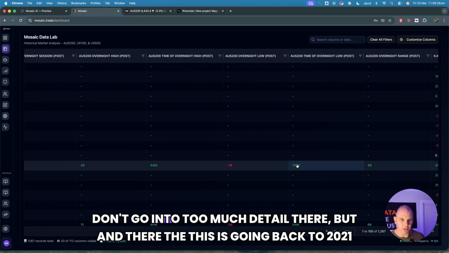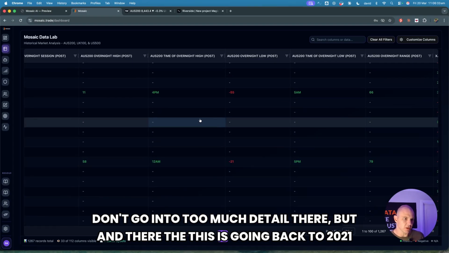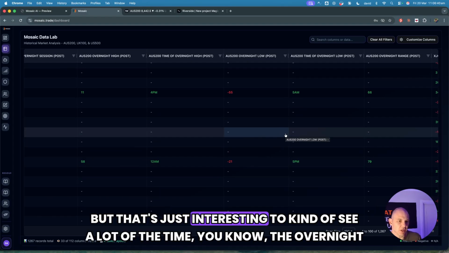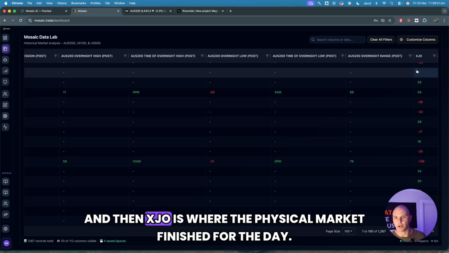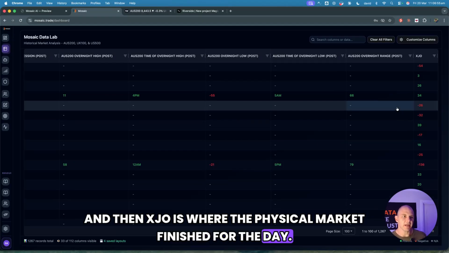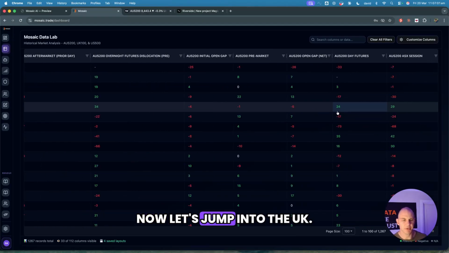Rough times. I don't go into too much detail there, but this is going back to 2021 where I didn't really track this, but obviously with the latest data, that's all there. But that's just interesting to kind of see. A lot of the time, the overnight high lows, etc., happen immediately after our market closes. And then XJO is where the physical market finished for the day. So that's the Aussie market explained. Now let's jump into the UK.